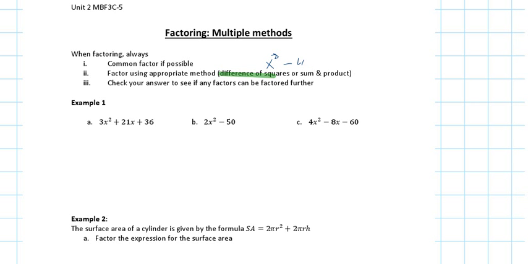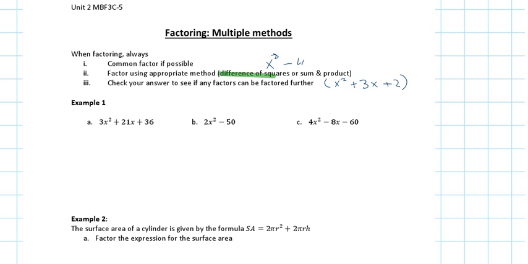Then, if you don't have that and you have a trinomial, so 3 terms, you're going to have to think about the sum and product. Okay? So if you have something that looks like this, x squared plus 3x plus 2, for example, then you're going to have to think about the sum and product. So it depends on what you have, but the first question is always, always, do I have a common factor?